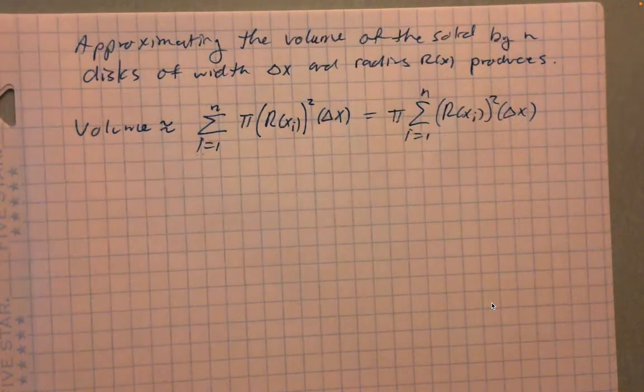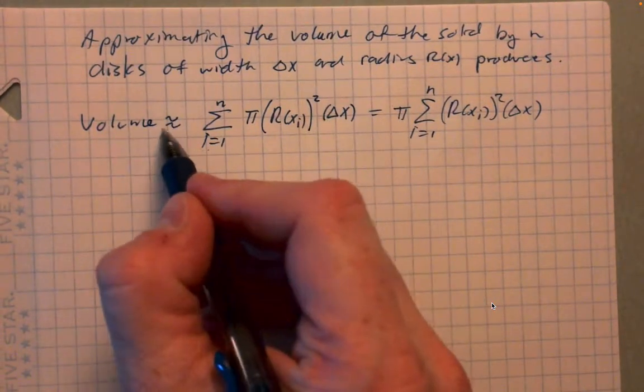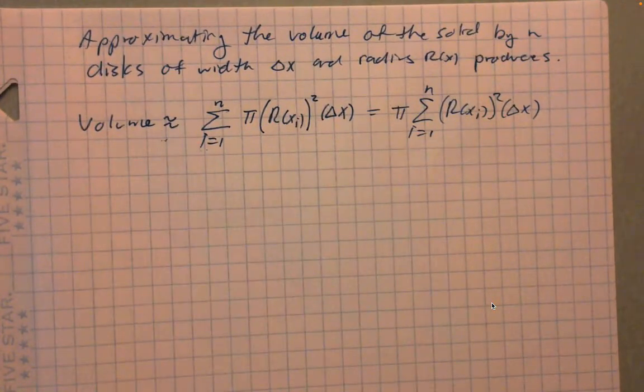Okay, we'll write it like that. Now, this is an approximation. This approximation will become increasingly accurate as the norm of the partition decreases. So as the number of representative disks increases, the accuracy of the volume calculation will increase as well.